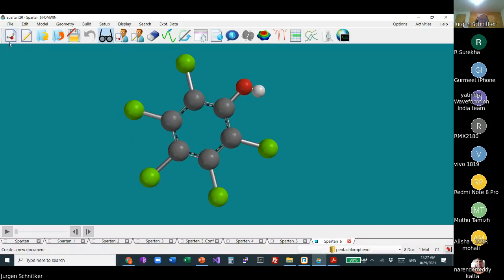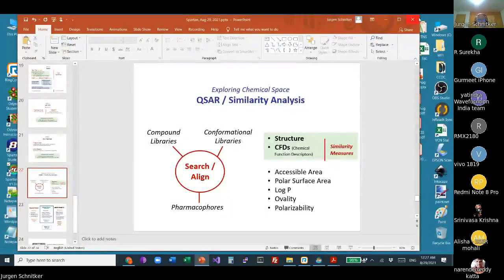Okay, so I will now show an example of generating a similarity library and similarity analysis.